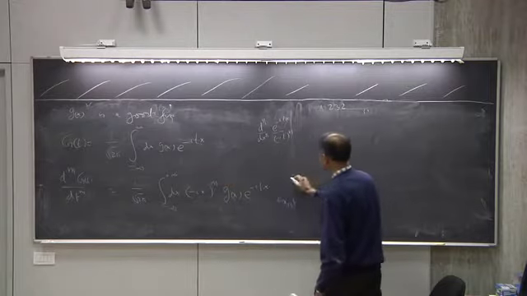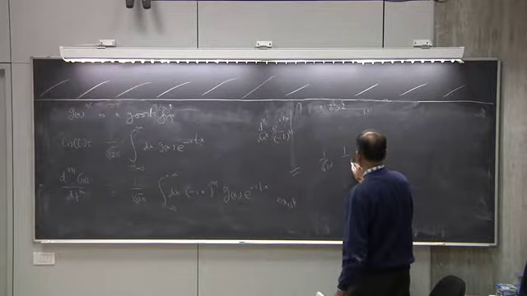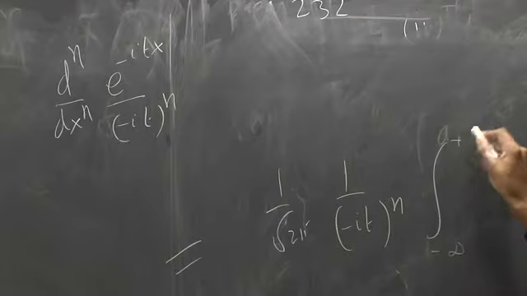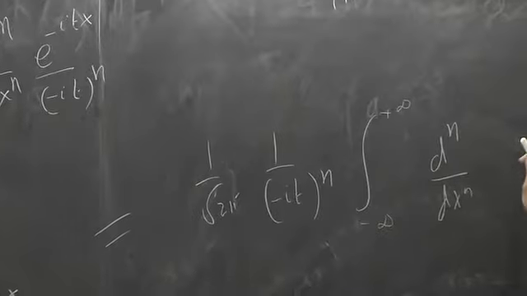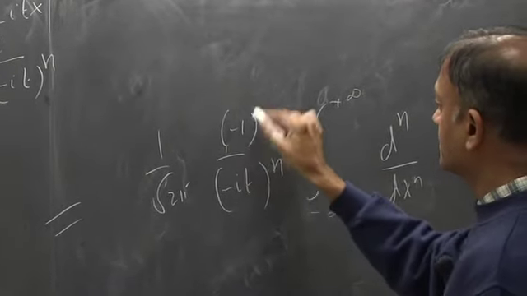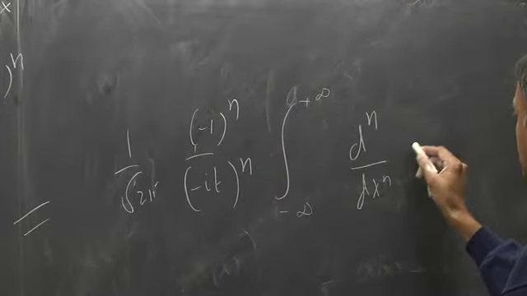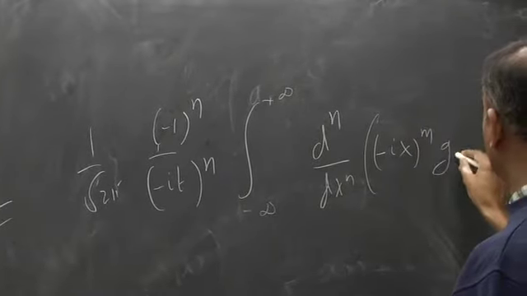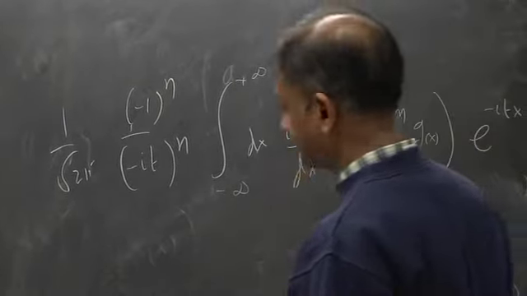Okay. So this is the same as 1 over root 2 pi, and then you can take this out of the integral. So you get minus it to the power of n, and then you have this integral from minus infinity to plus infinity, dx, d^n over dx^n. There is a minus 1 to the n, because every time you do integration by parts there's a minus sign, acting on minus ix to the m times g, times e to the minus itx dx.